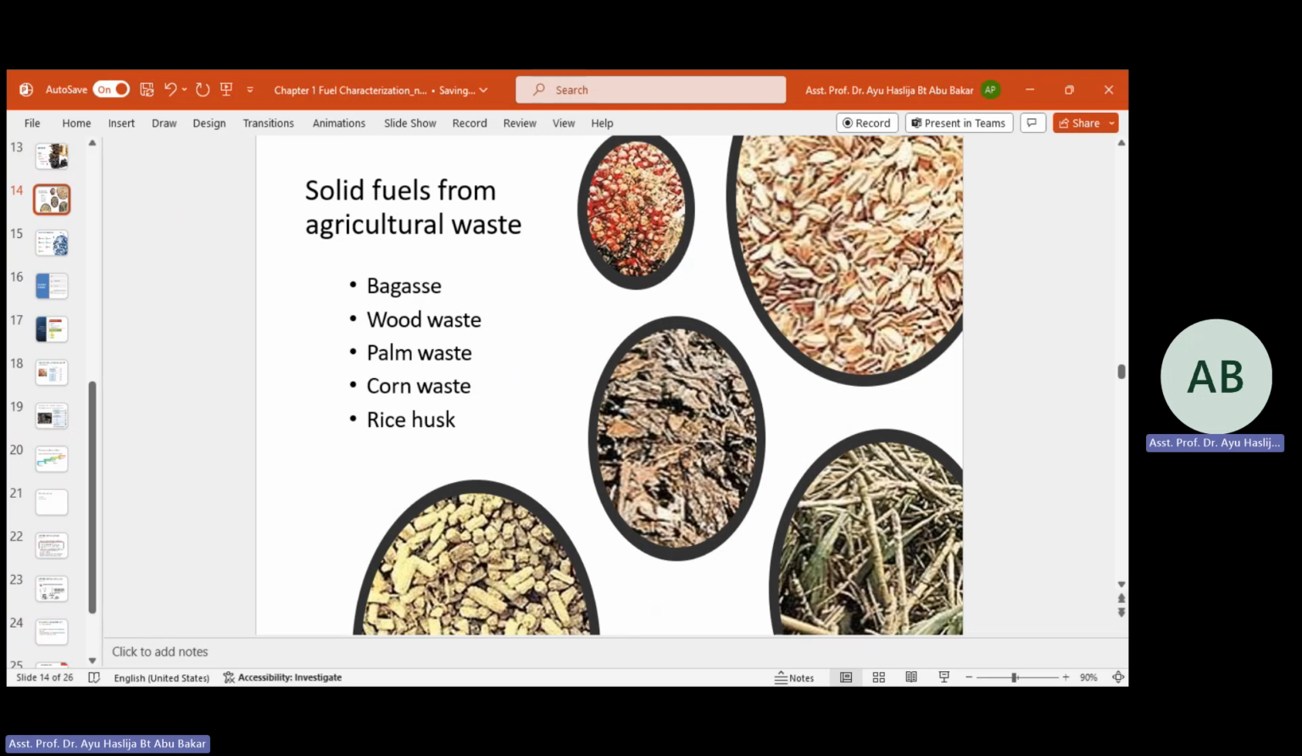Okay, back to this, the agricultural waste. Now they are moving forward in the palm oil industry, where the empty fruit bunch is used as a type of fuel. There is one company in Perak. They are using that for their combustion process to generate energy for their own plant.